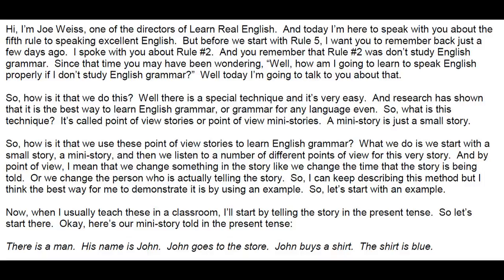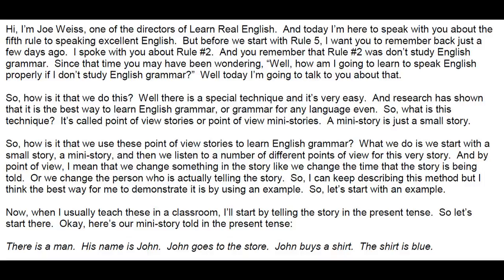What we do is we start with a small story, a mini story, and then we listen to a number of different points of view for this very story. And by point of view, I mean that we change something in the story, like we change the time that the story is being told, or we change the person who is actually telling the story. So I can keep describing this method, but I think the best way for me to demonstrate it is by using an example. So, let's start with an example.